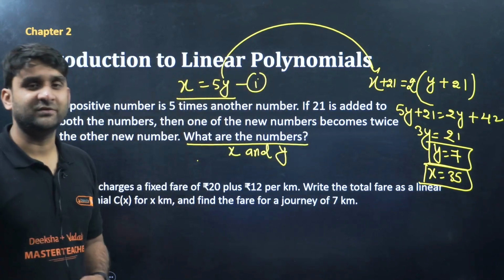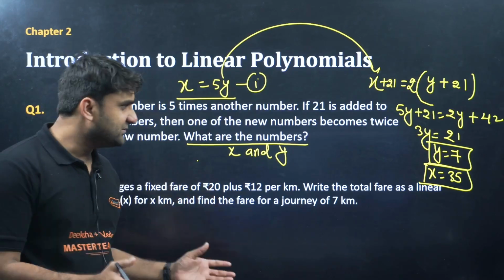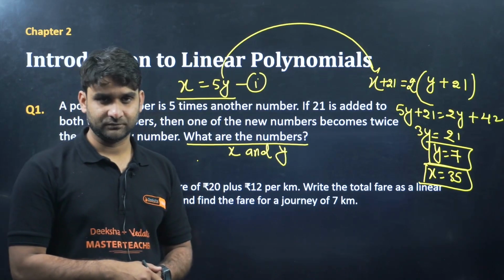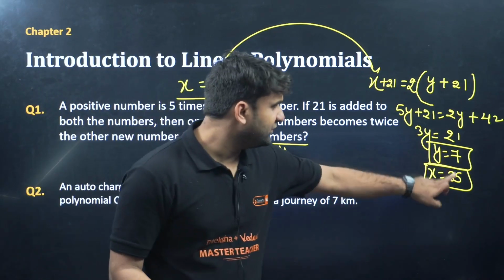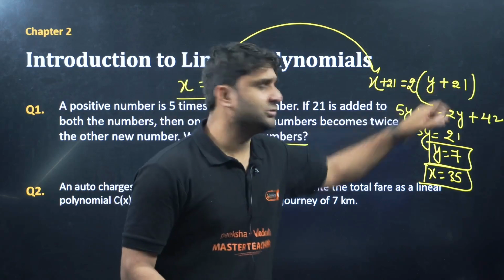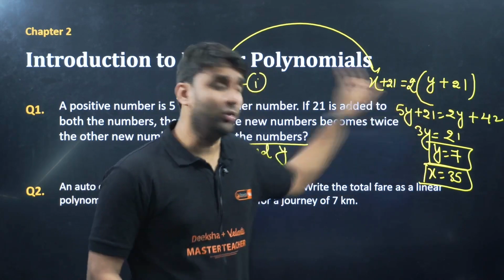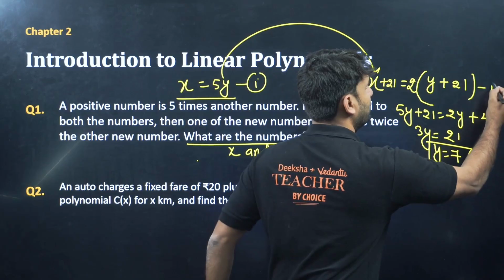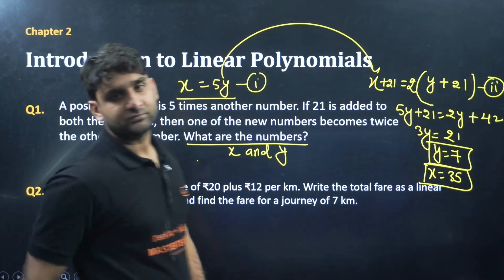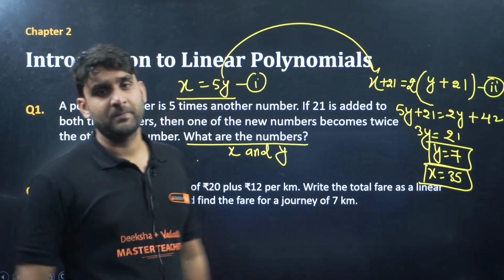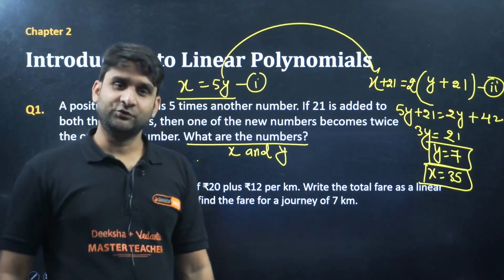So this is the answer. Both the numbers, x is 35 and y is what? 7. You can verify. You can put these two values here also, here also. These two values should satisfy equation number 2 and equation number 1 both. They have to satisfy. Clear, everyone? So I hope this is clear to you.